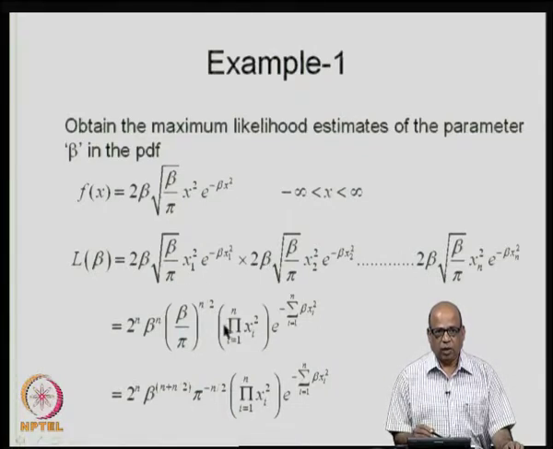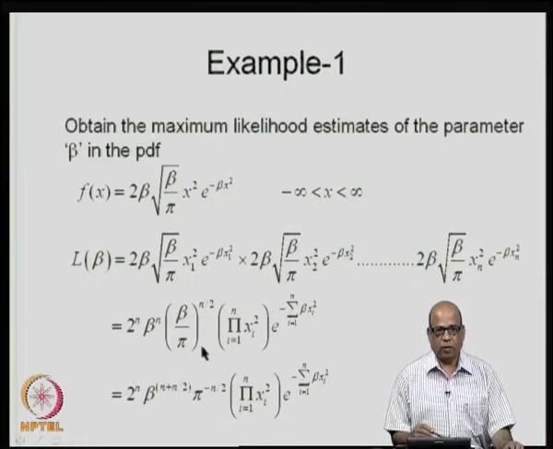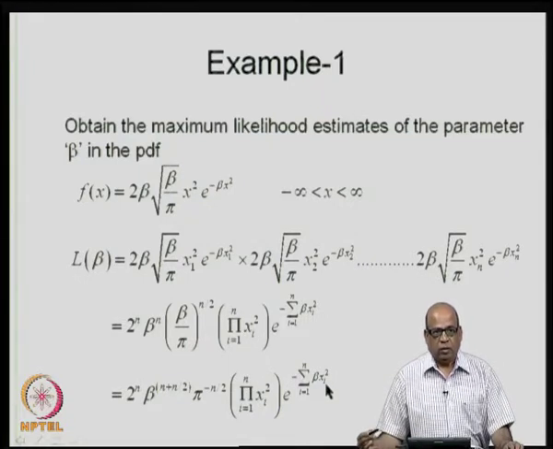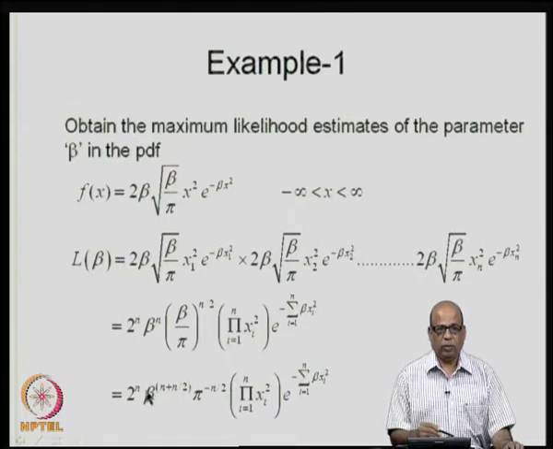So, I write that as product of i equal to 1 to n x i square, then e to the power minus beta times x 1 square plus x 2 square etcetera. So, I write this as e to the power minus summation i equal to 1 to n beta x i square. So, in a simple form we write it as 2 to the power n, beta to the power n and n by 2 here. So, I write it as beta to the power n plus n by 2, then pi to the power minus n by 2 corresponding to this term, into the product i equal to 1 to n, this term remains the same and this term remains the same. This is the likelihood function. Now, we are looking for those values of beta which maximize this likelihood function.